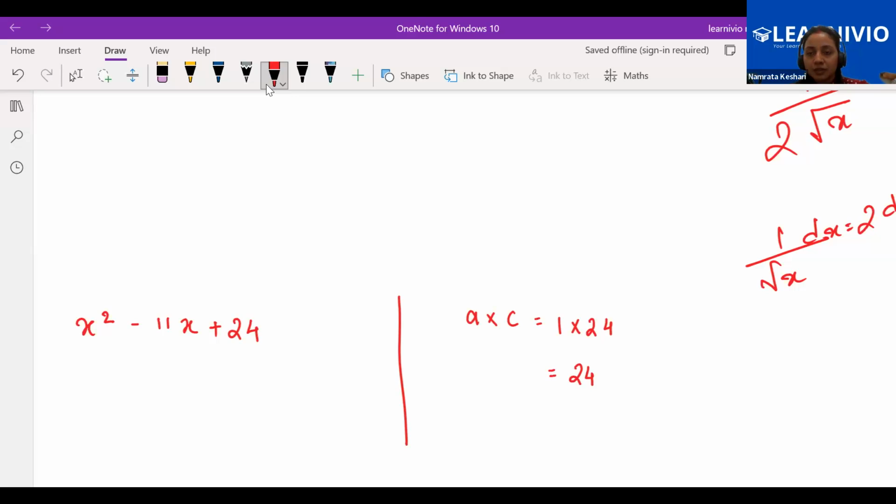Now we will try splitting this 24 by using two such numbers which added together or maybe subtracted together will generate this number 11. So what are the two factors? Can you tell me? 8 and 3. Perfect. If we have to make minus 11x, so 8x and 3x. Tell me, both will be positive, both will be negative? Which one will be positive, which one will be negative?